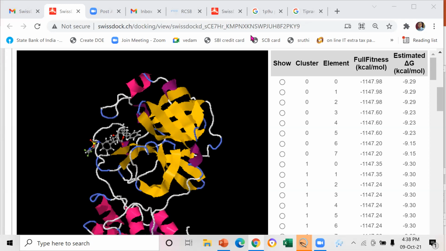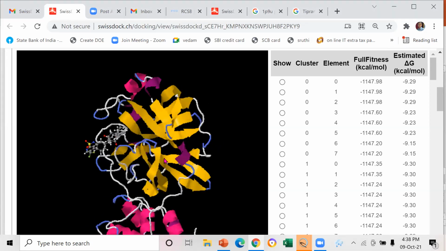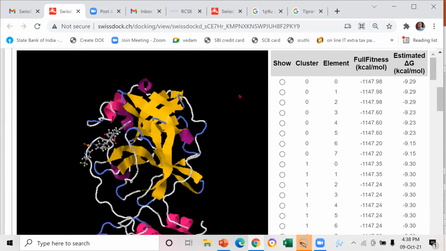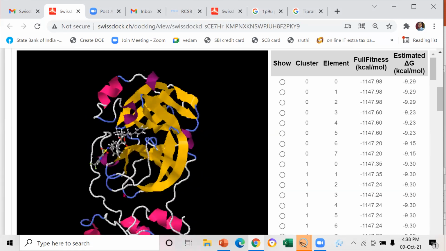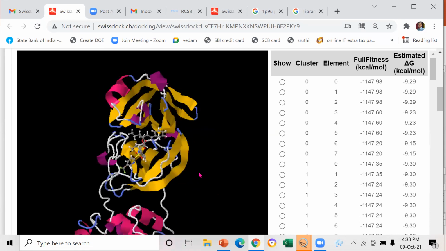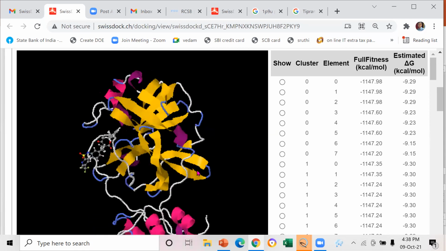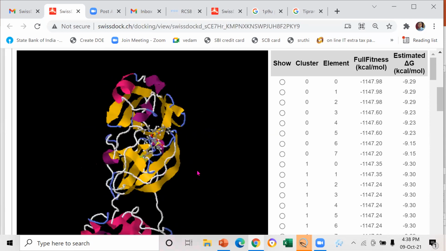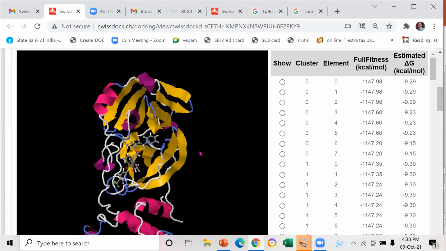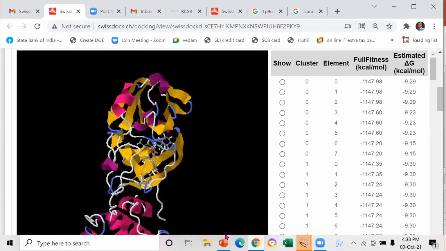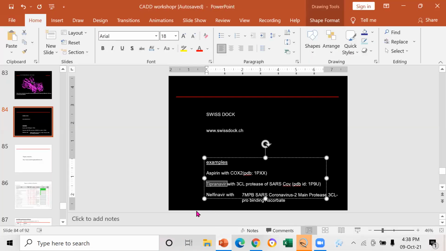This is tipranavir. It's a long molecule binding to a 3CL-like protease, which is a very important protein in the replication, which happens inside the human body actually. That's being looked at to overcome this problem.